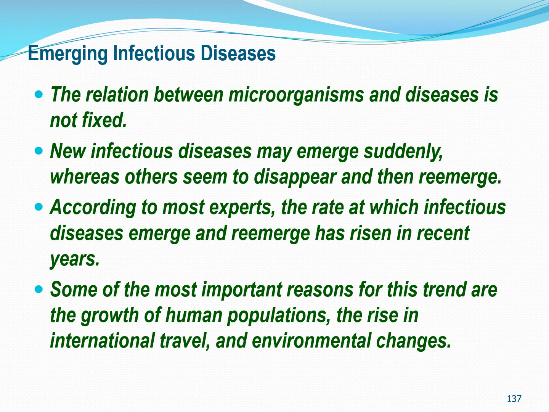So let's move on to talk about emerging infectious diseases. So the relationship between microorganisms and disease is not fixed. New infectious diseases may emerge suddenly. We all know this. We've seen it when it happened with COVID-19, whereas others seem to disappear and then reemerge. According to most experts, the rate at which infectious diseases emerge and reemerge has risen in recent years. Some of the most important reasons for this trend are the growth of our human population, the rise in international travel. We can spread disease from one area to the other very quickly, and environmental changes due to global warming.